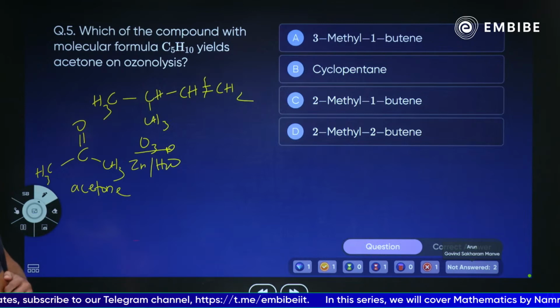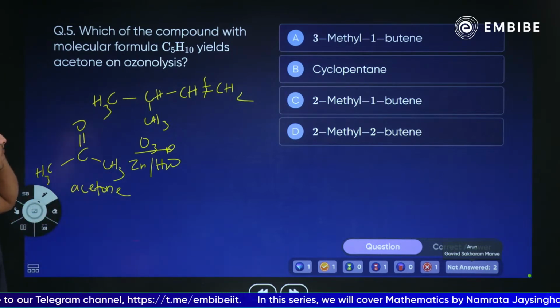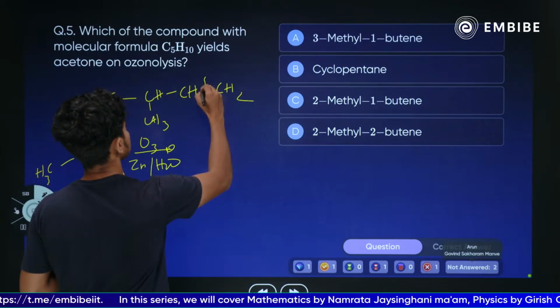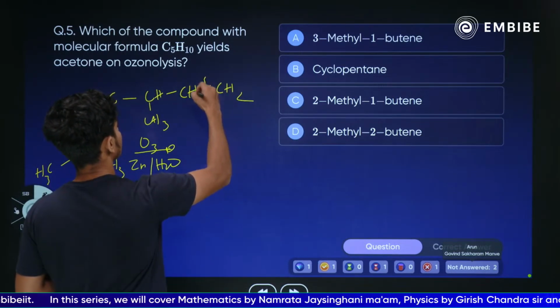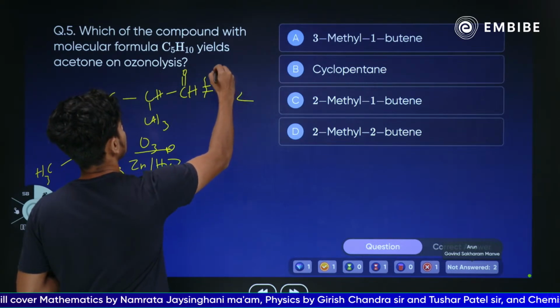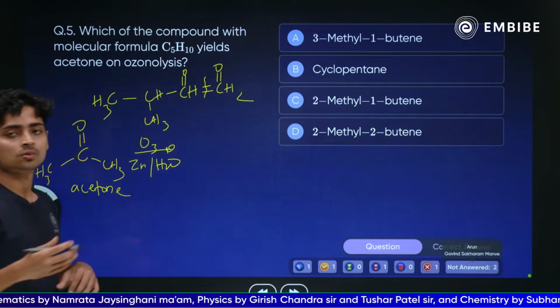Okay, so this is my 3-methyl 1-butene. If you do this ozonolysis, you will get, so here just add a double bond. Remove this double bond, add a double bond here, and add a double bond here. So these are your 2 compounds.